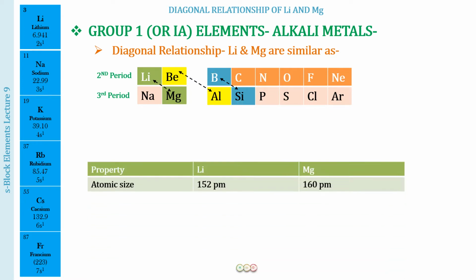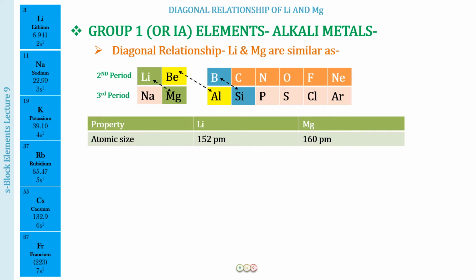All right. First of all, just look at the size of lithium and magnesium. You will find the sizes to be quite comparable. Lithium has a size of 152 picometer. Magnesium has a size of 160 picometer. Lithium is going to be the largest in its own period. And as we move across a period, you know that the sizes decrease, and as we go down the group, the sizes increase.